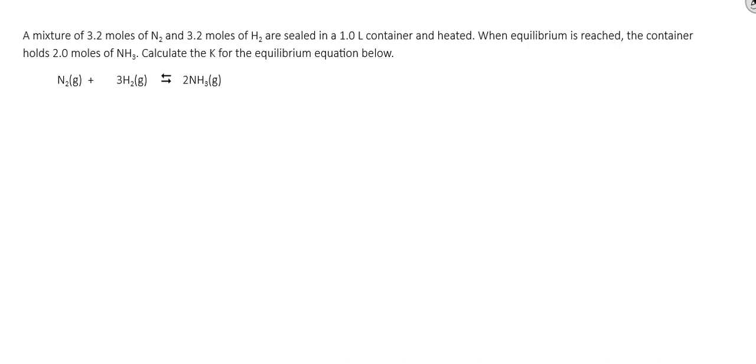It says a mixture of 3.2 moles of N2 and 3.2 moles of H2 are sealed in a 1 liter container and heated. When equilibrium is reached, the container holds 2 moles of NH3. Calculate the K for the equilibrium equation below.